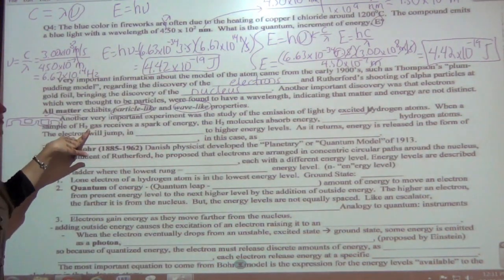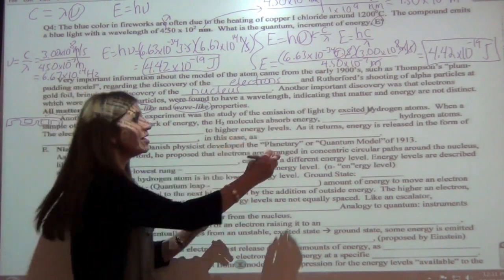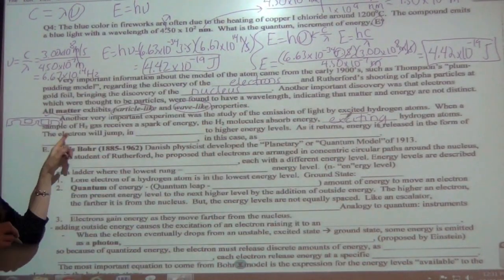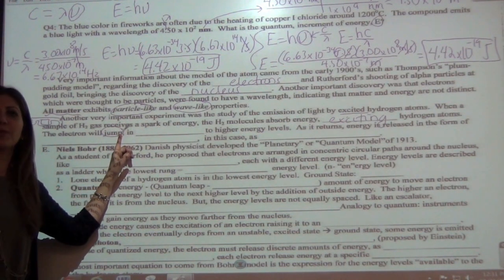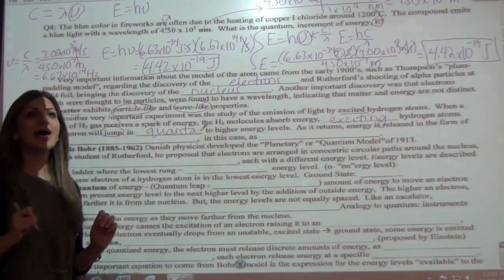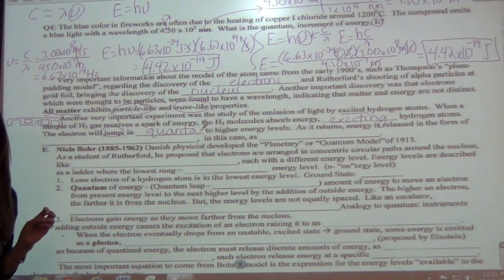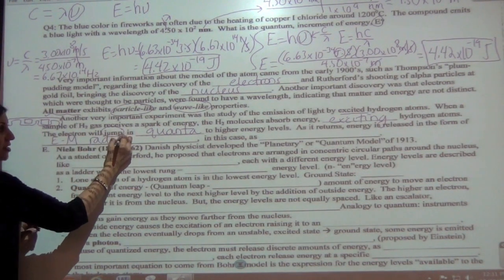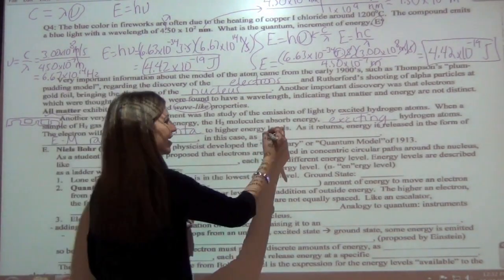So it says, a sample of hydrogen gas receives a spark of energy, that's the electricity, and the hydrogen molecules absorb the energy, exciting the hydrogen atoms. So the electron jumps. It does not slide. It jumps in packets. What do we call those packets? Quanta. Nice. Quanta, if it's plural, to higher energy levels. As they return, energy is released in the form of radiation. What kind of radiation? Electromagnetic radiation. Very good. In this case, as we see it, it's visible light. Nice.